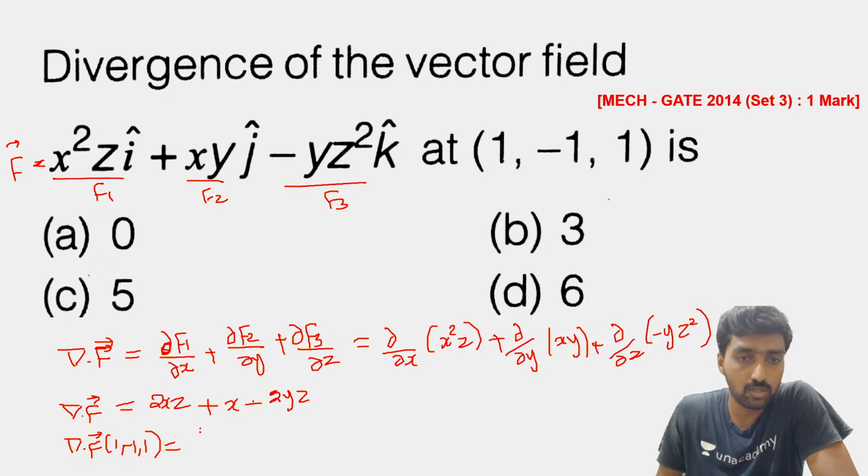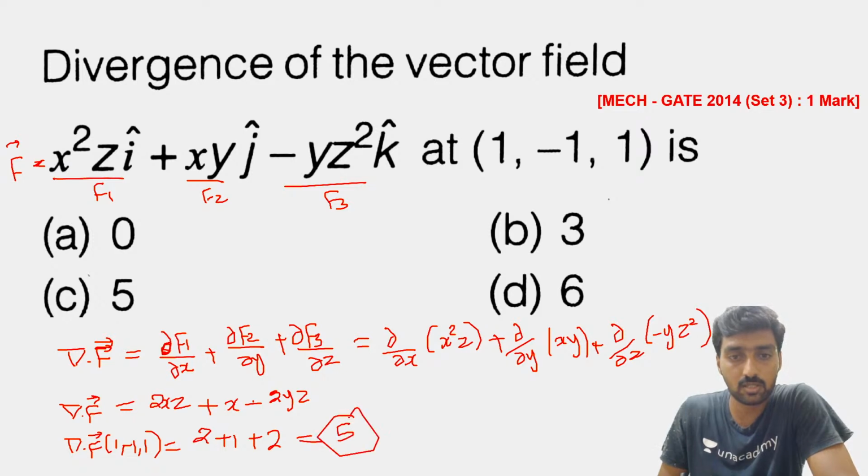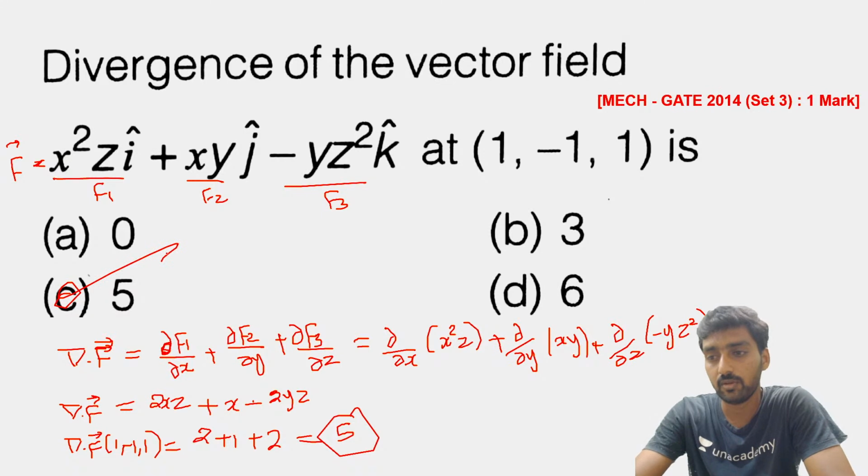It's 2 plus 1 minus of minus 2. It's totally 2 plus 1 plus 2, which is 5. Now the divergence is equal to 5. Divergence is completely 5. Okay.